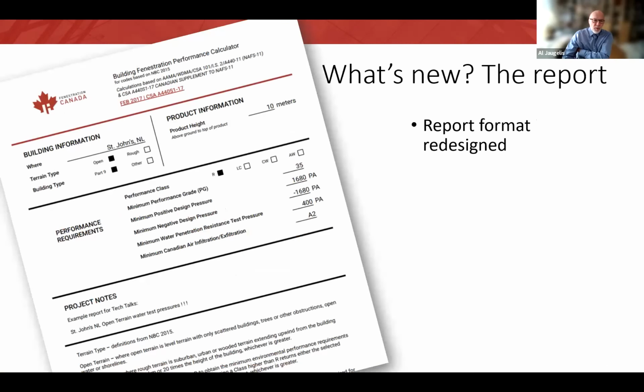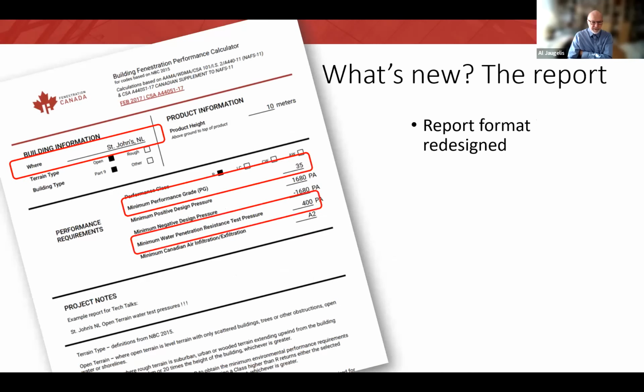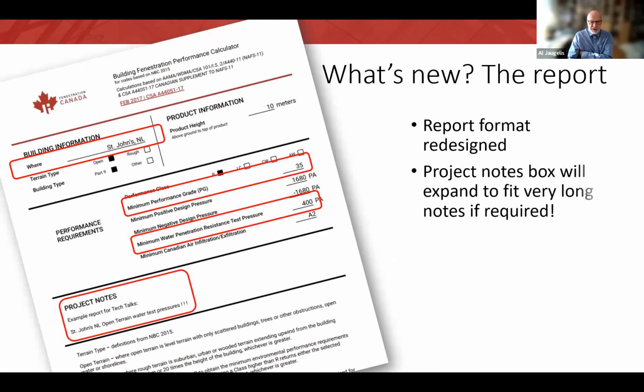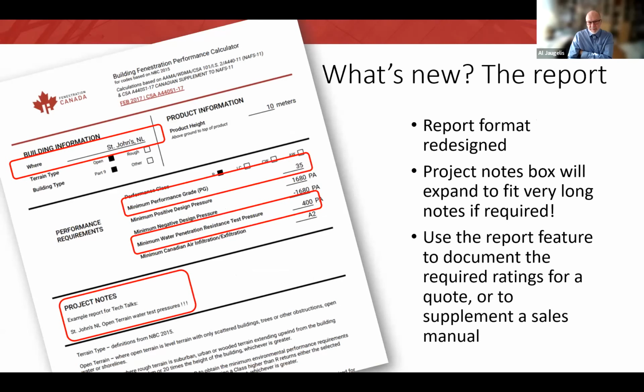What else is new? The report. The report's been redesigned as well. In this case, we see our St. John's, Newfoundland project. We see its minimum performance grade, its minimum water test pressure. The project notes field has been expanded. It has the capacity to put in as much text as you want. So that could sometimes be handy.